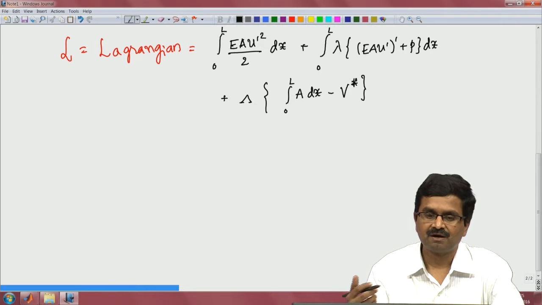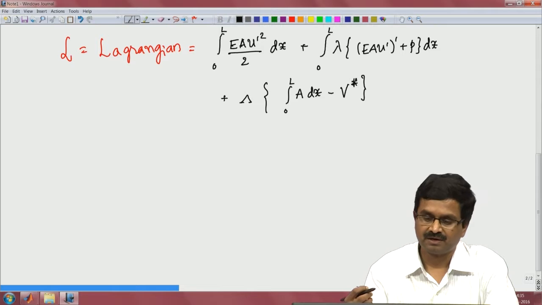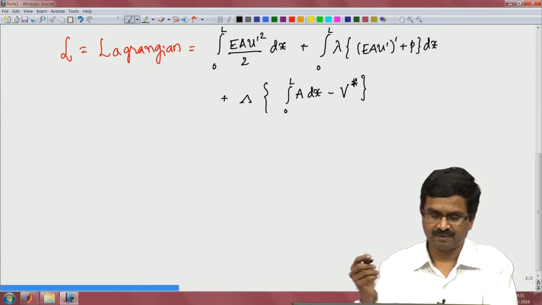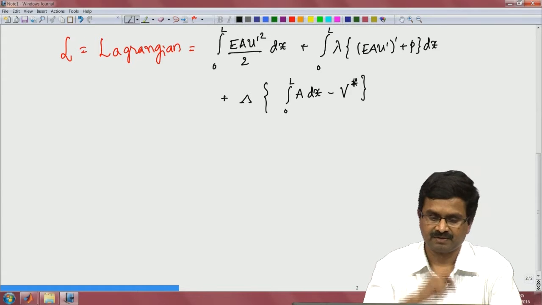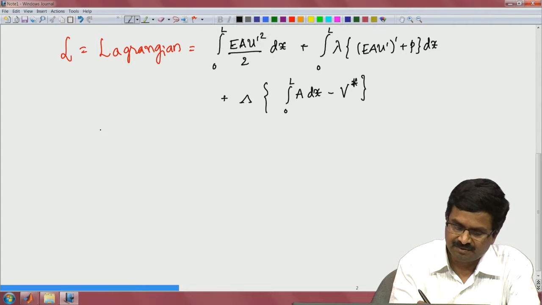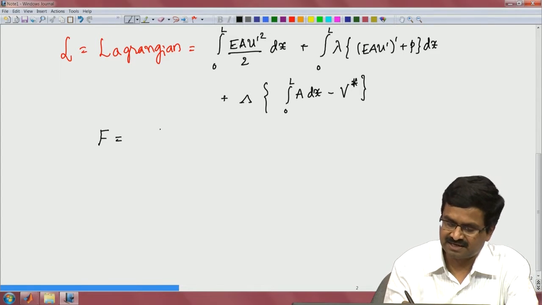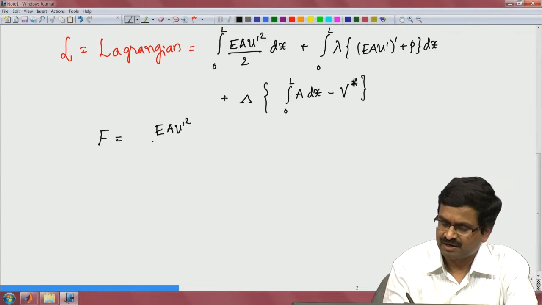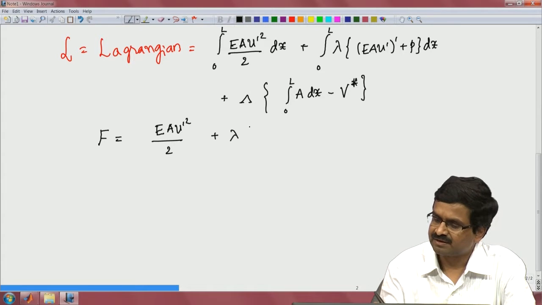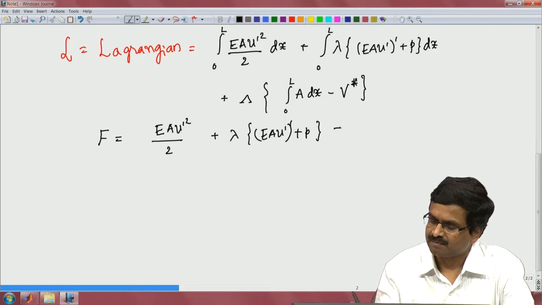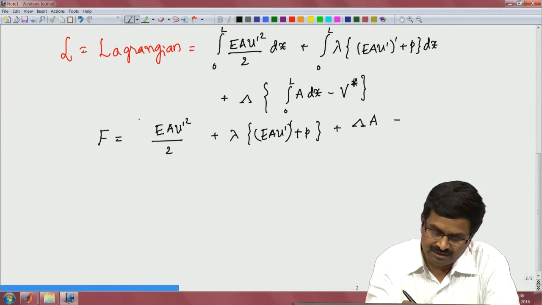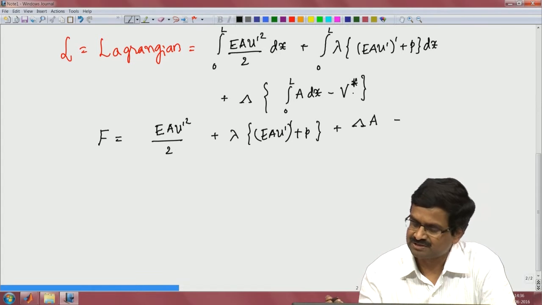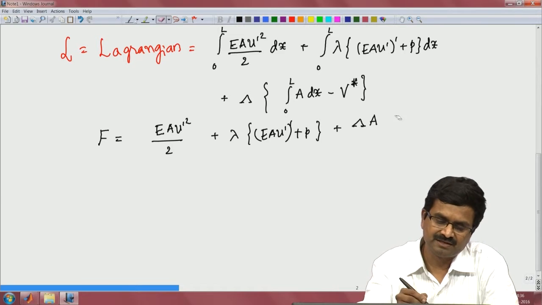Our necessary conditions are to do with only the functions that we do not know. One is the design variable, the other is the state variable. In fact, the governing differential equation is the one that lets us compute the state variable, provided we know A of x. Now, let me write what the integrand is for this problem. That is E A u prime square by 2 plus lambda times E A u prime prime plus P, plus capital lambda times A. This whole thing is to be integrated, and then we have capital lambda times V star, which is just a constant that we do not need to worry about. This is what we are interested in.